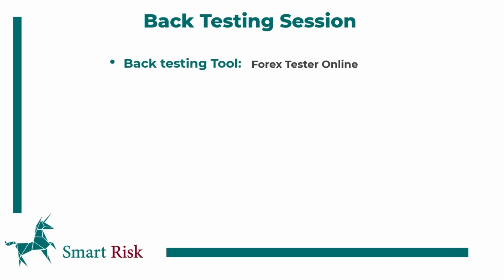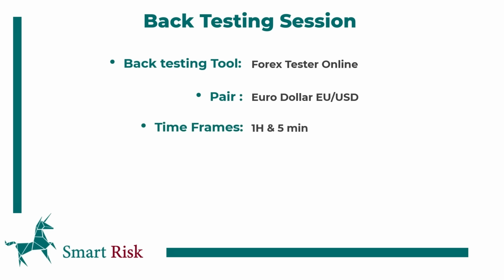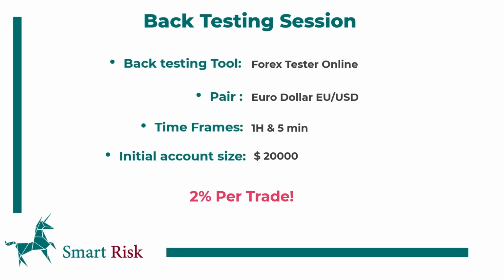For this session, I've chosen the euro-dollar pair. It's one of the most liquid and volatile markets, which makes it perfect for testing strategies with realistic results. I'll be using 2 time frames: the 1-hour chart for analyzing market structure and spotting liquidity sweeps, and the 5-minute chart for entries and getting confirmation signals. My initial account size is set to $20,000, and I'm sticking to smart risk management by risking no more than 2% per trade. Let's see how this strategy performs in a real backtesting environment.